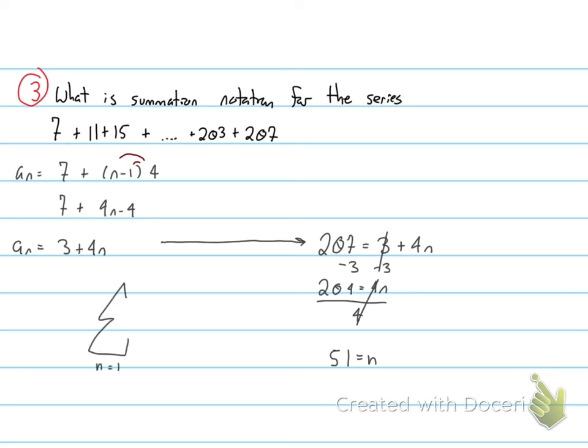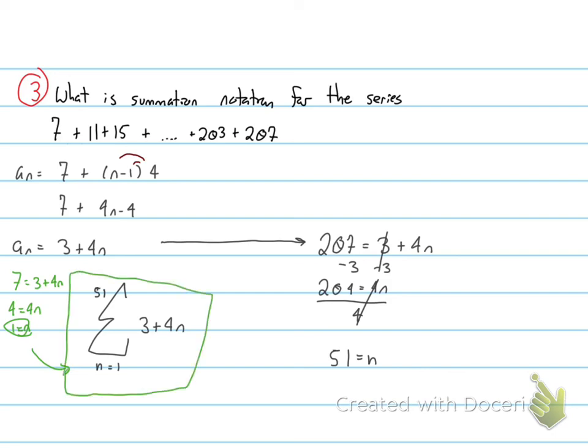Also, when I work backwards, I can figure out that my lower limit is 1, because if I have 7 equals 3 plus 4n, 4 equals 4n, 1 equals n. So that's where that goes. My upper limit we found out was 51, and my explicit formula is 3 plus 4n. So that's my answer.